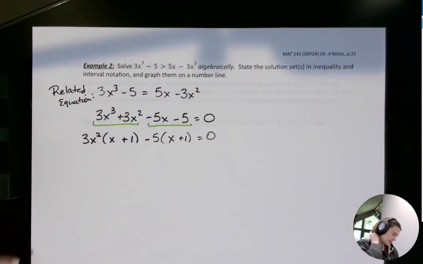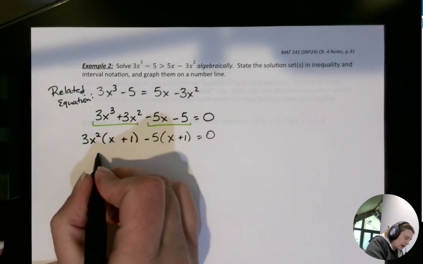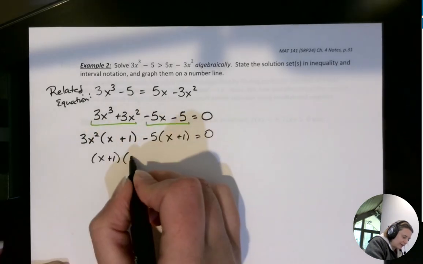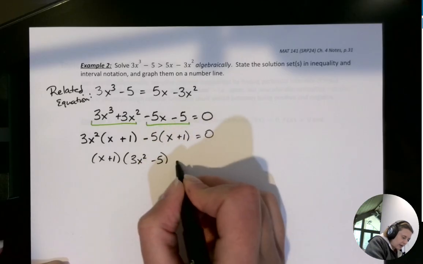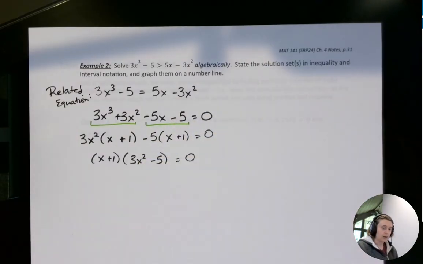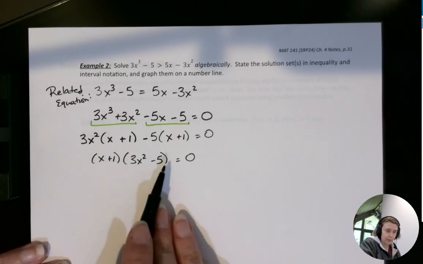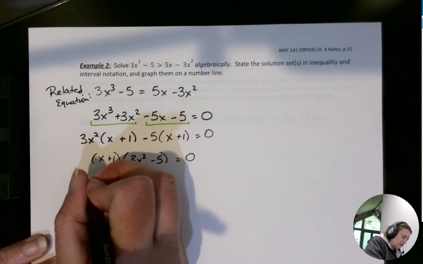It looks like this worked in terms of the grouping method because the binomial x plus 1 is in common, so that can be factored out, and we're going to be left with the 3x squared minus 5, and we're equal to 0. All right, so we've got factored. I'm not able to factor this further because 5 and 3 aren't perfect squares, and that's fine. So we'll set each factor equal to 0.